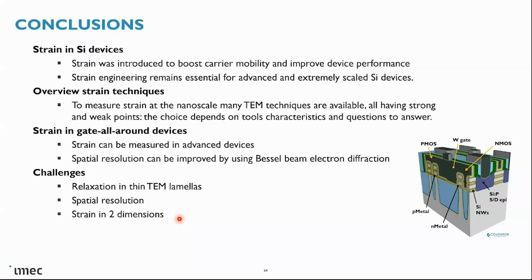And also, we need to keep in mind that with this technique, we are limited to 2 dimensions. And our objects under study are 3-dimensional devices. So if we want to measure strain in one plane and in the perpendicular one, we need, for example, 2 different TEM lamellas, or we need to use 3D TEM techniques.